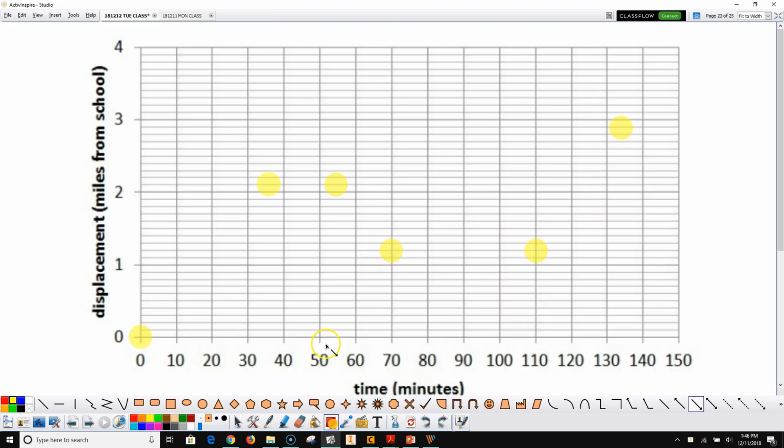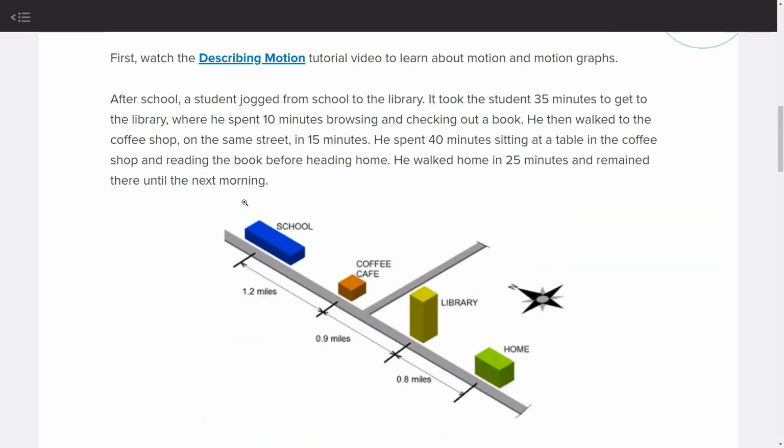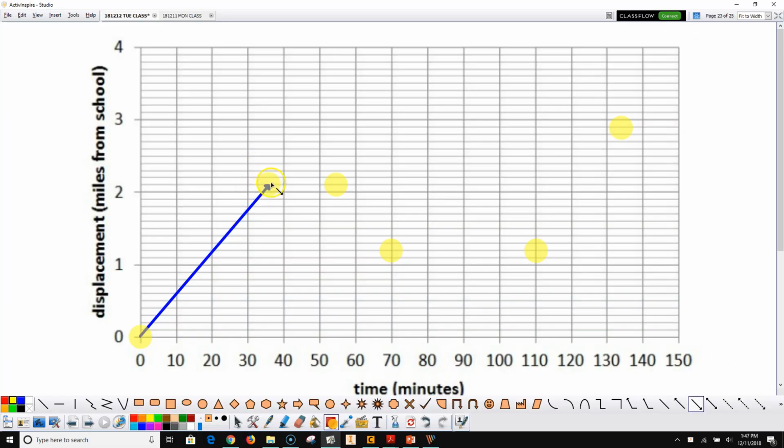Okay. So the next thing we need to think about is the motion itself and turn it into a graph. So we start at the school and we go to the library. That's at 2.1 miles away. It took us 35 minutes to get there. And then we stay there for how long did we stay? I've already done this video once. Oh, look at that. It said we stayed there for 10 minutes. Okay, so we have to stay at the library for 10 minutes. So my little dots I put here are wrong. This is 10 minutes. Okay, so we stay there from 35 to 45.